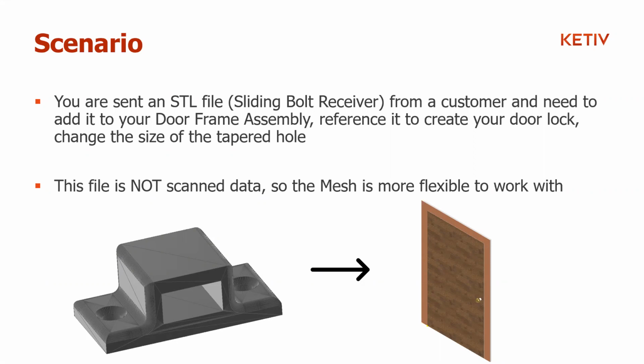We're going to reference it into our assembly. We're going to bring it in as a component. We are going to reference it to create another 3D model from it to finish up the rest of this door lock. And then we are going to edit the sliding bolt receiver where the tapered holes are located.